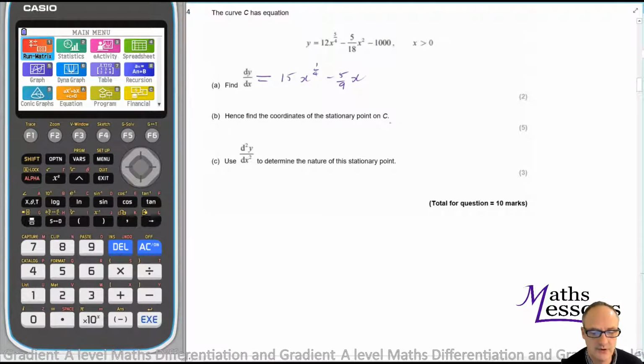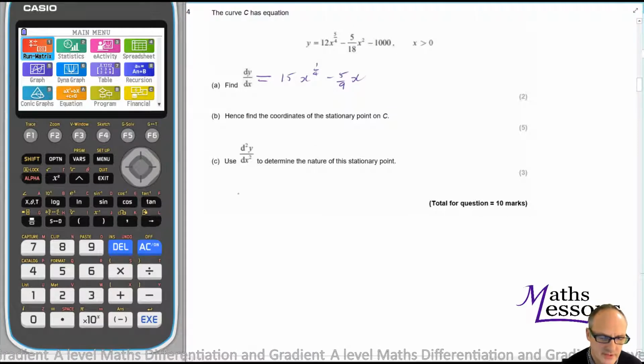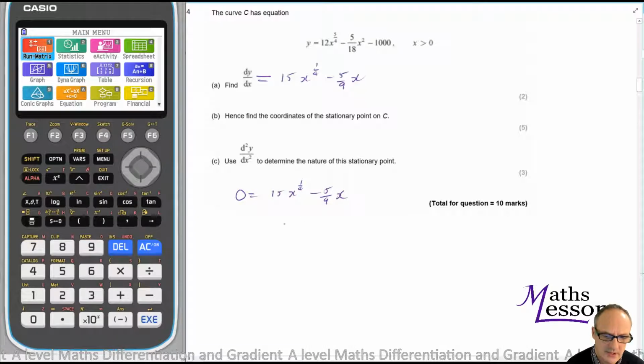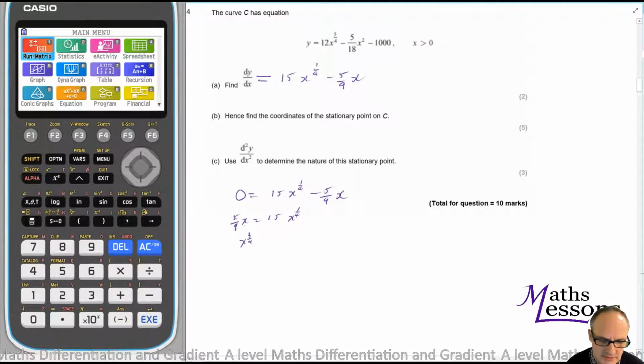Hence, find the coordinates of the stationary point on C. So if we do that, we're going to solve 15x to the quarter minus 5 ninths x equals 0. And if we rearrange this, so take this to the other side, we get 5 ninths x equals 15x to the quarter. And what we can then realize, if we divide by x to the quarter, that will give us x to the 3 quarters. And then we can divide by the 5 ninths, and that will give us 27 here. Divide by 5 gives you 3, times by 9 gives you 27.